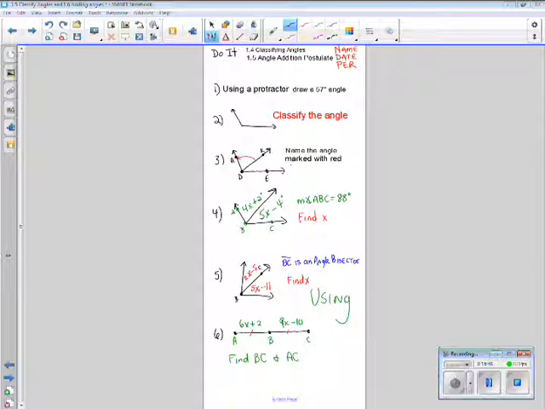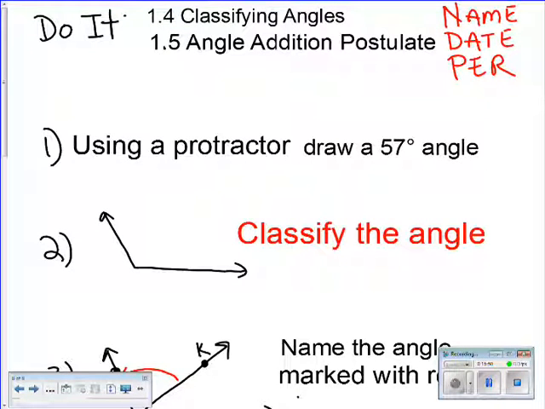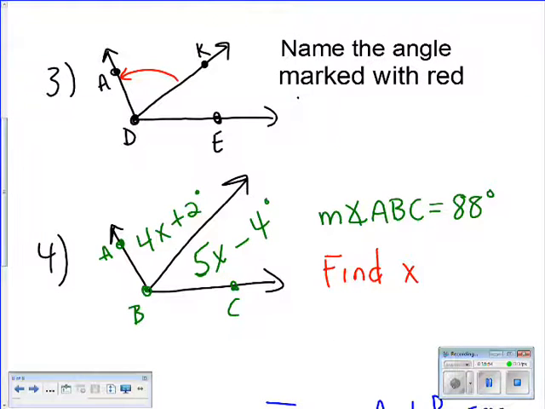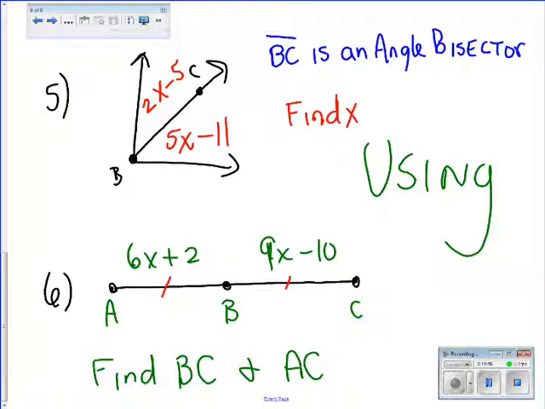Okay, there you go. We're ready to do our try it problems or do it problems. I'm going to zoom in on these so you can see them better, and then you're on your way. And there you have it.